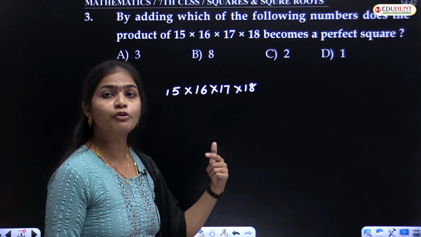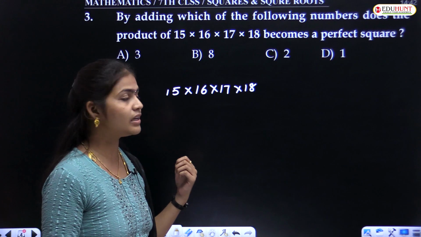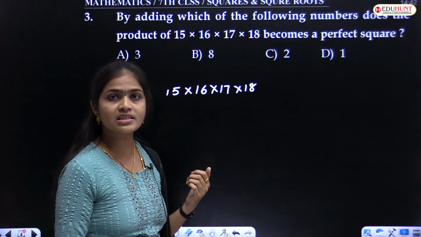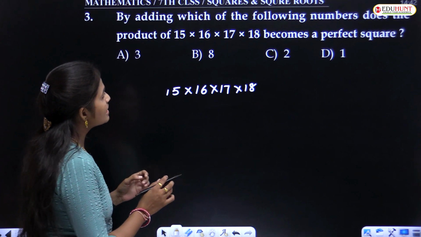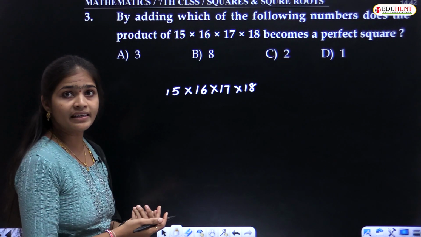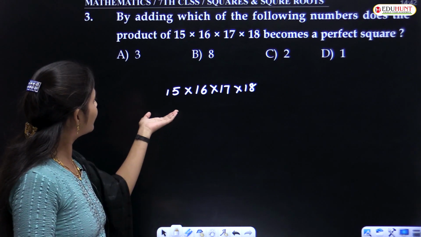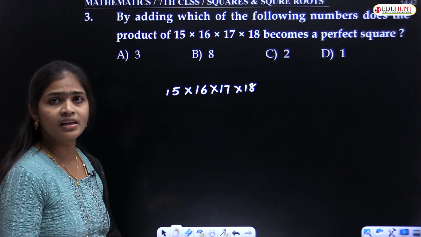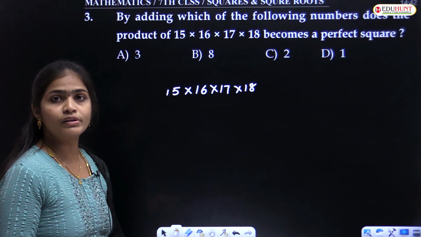In the previous one, which number we have to multiply, that is very easy. But here, to add, how is it possible? So just a simple trick, no need to take that. You may worry, madam, is it possible to take that 15, 16, 17, 18 multiple? It will take more time. Then how will we do that?